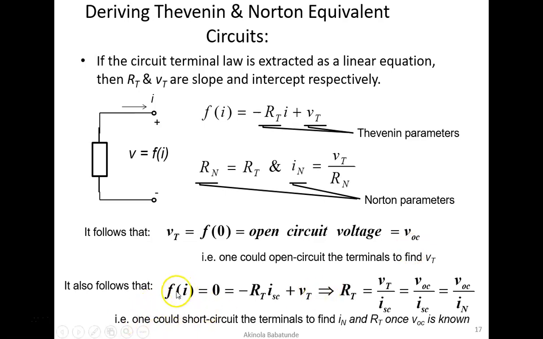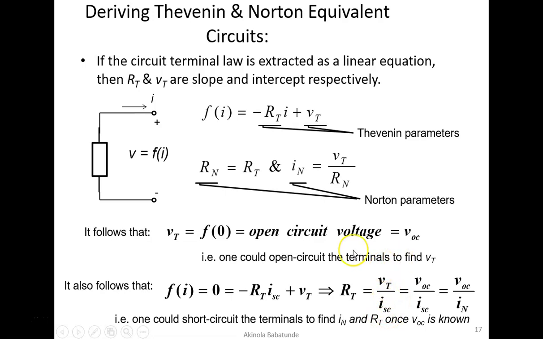It also follows that F of I equal to 0. In this particular case, if we say that F of I is equal to 0, that means we are saying that VT is equal to 0, all right? It simply means we are shorting the circuit. In that particular case, what you would have is that minus RTI plus VT would be equal to 0. And once V is equal to 0, it simply means we have a short circuit. And in that case, our I becomes ISC, I short circuit. That is why you can see we have I short circuit here. And then if you rearrange that, your RT will therefore be equal to VT divided by I short circuit.